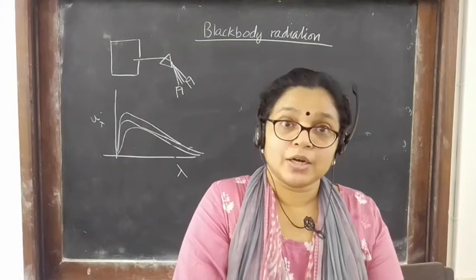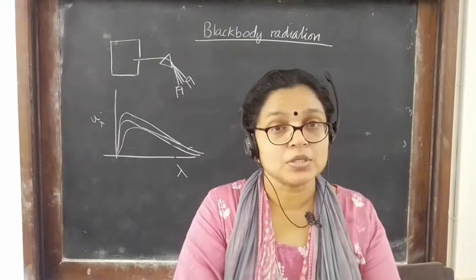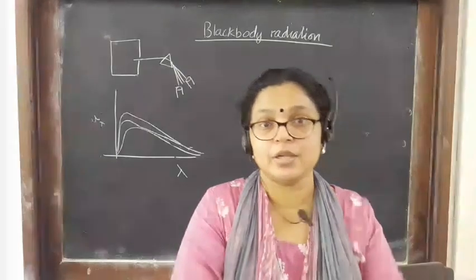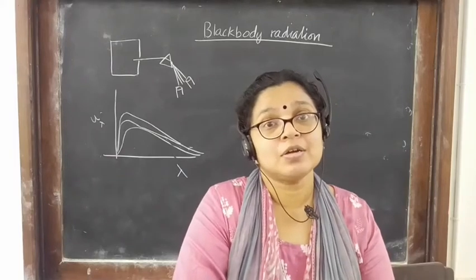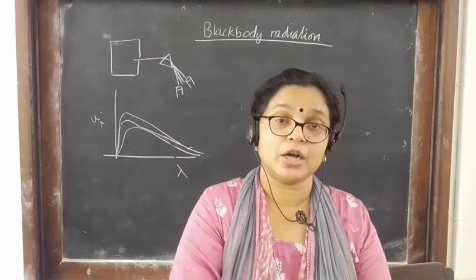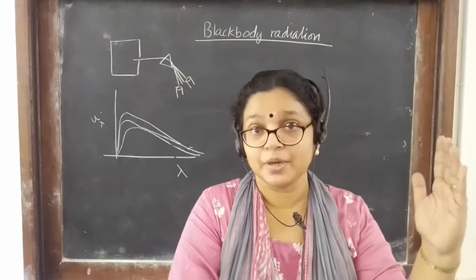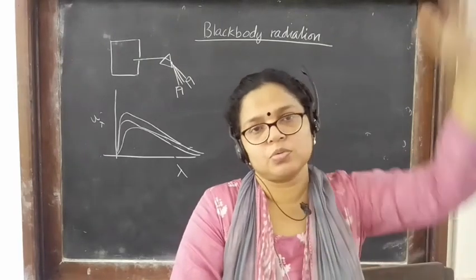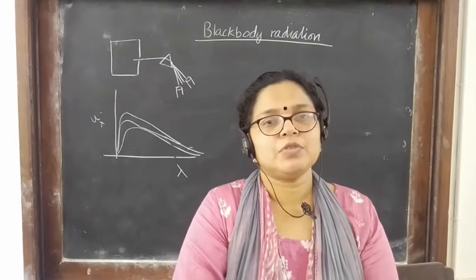But the curve that they obtained failed because it had a lambda raised to 4 in the denominator. So as wavelength decreases, the energy density went to infinity. That is called the ultraviolet catastrophe. When lambda decreases or frequency increases, it went to infinity. So that was a failure.